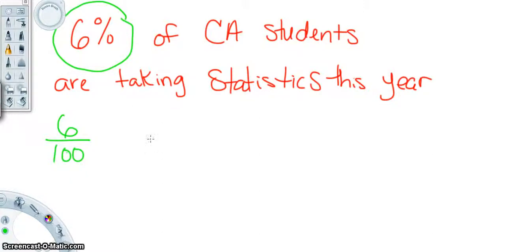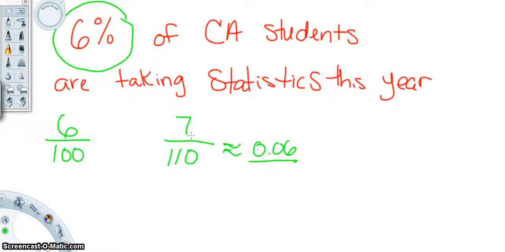I figured this out by saying that we have 7 students who are taking statistics, and we have about 110 kids at Colebrook Academy. I divided this out and it ended up being about 0.06. So I know that I have 6%, which is also going to be represented as a probability or as a fraction.